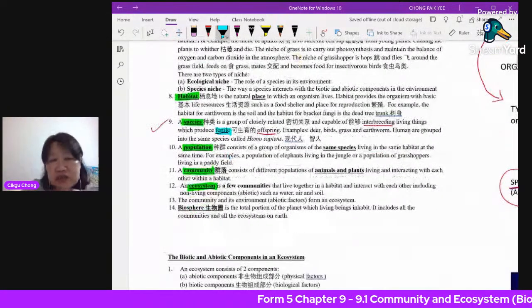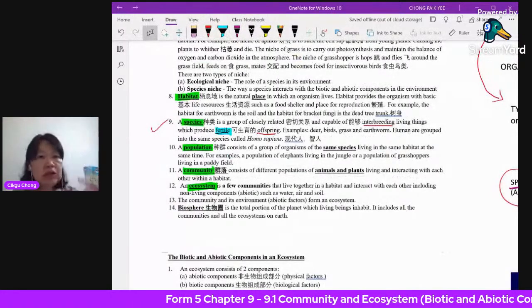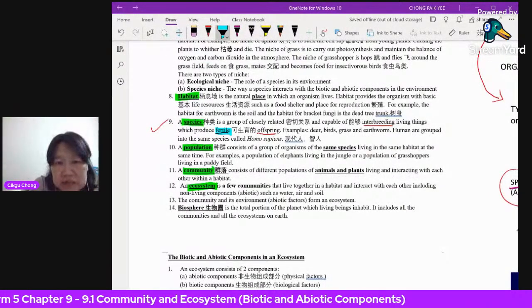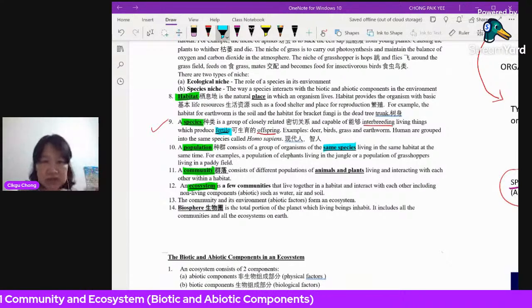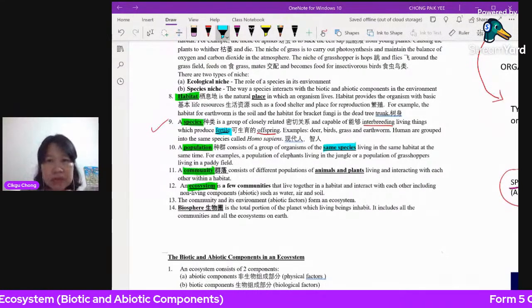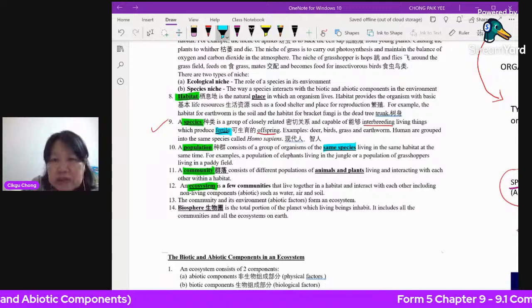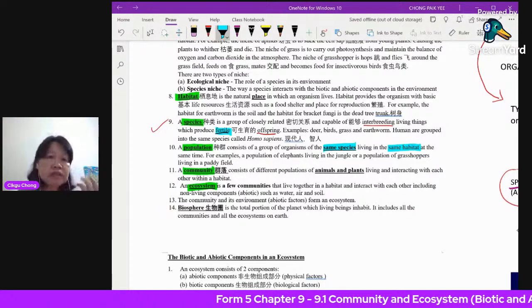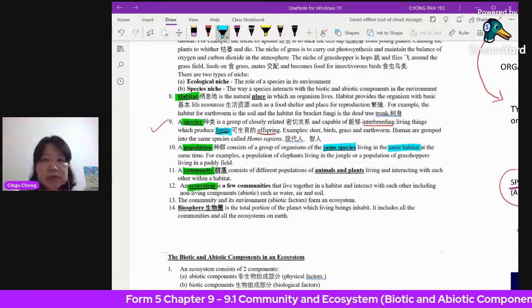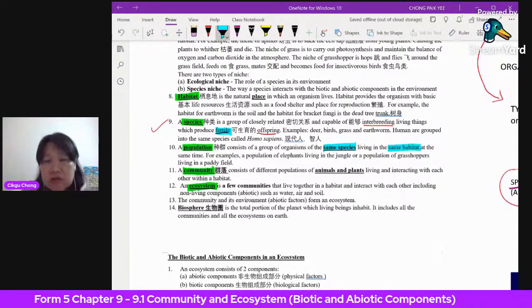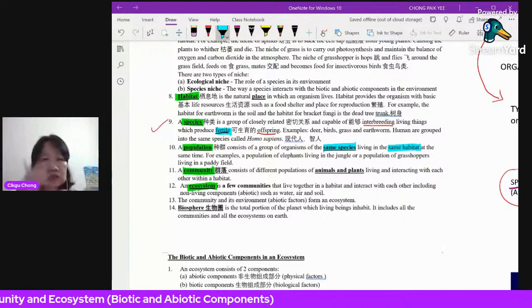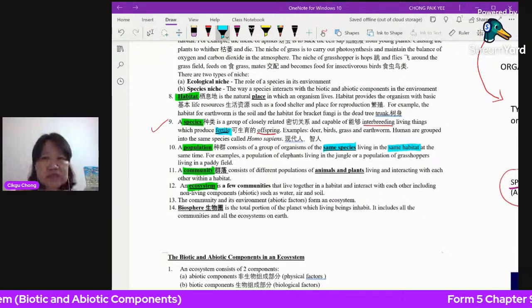Now, population, okay? After species, you get one species, one organism. You stay together. It's the same species staying together. Same species, so elephant A, elephant B, elephant C, okay? So you make up a population because they stay in the same habitat at the same time. So example, a population of elephants living in the jungle, or a population of grasshoppers living in a paddy field. So that's a population. When you talk about population, you are talking about numbers. How many of the same type do you have there?